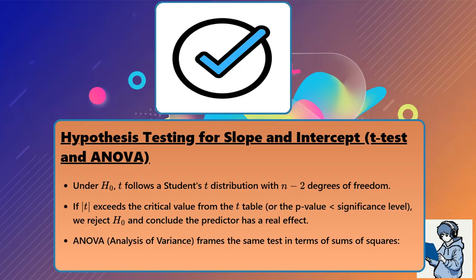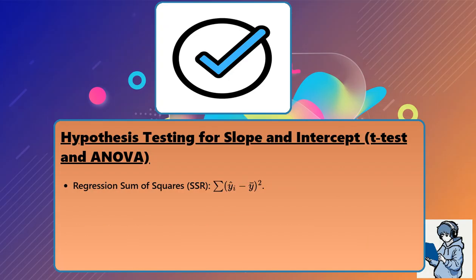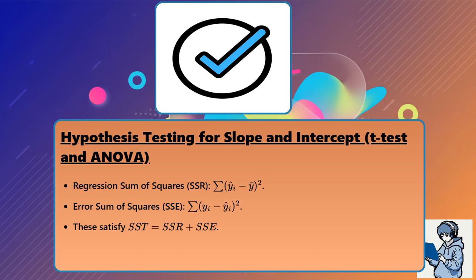ANOVA, analysis of variance, frames the same test in terms of sums of squares. Total sum of squares, SST, is the sum of (y_i minus y bar) squared. Regression sum of squares, SSR, is the sum of (y hat_i minus y bar) squared. Error sum of squares, SSE, is the sum of (y_i minus y hat_i) squared. These satisfy SST equals SSR plus SSE.